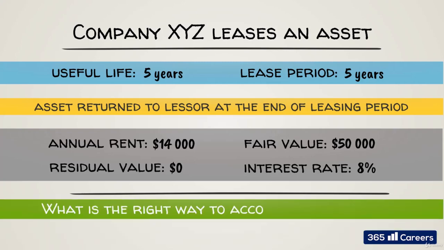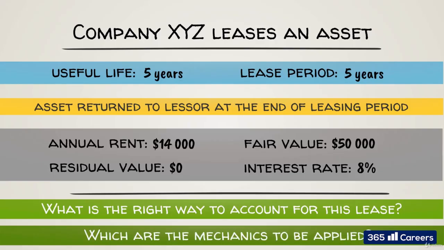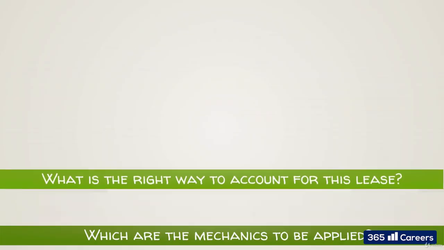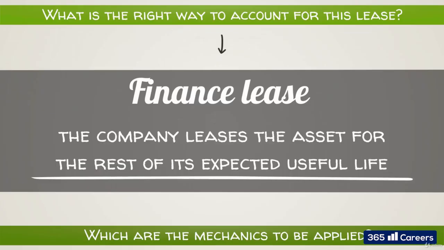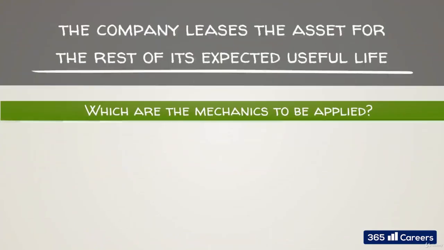The question is, what is the right way to account for this lease? Is this an operating or a finance lease? And which are the exact mechanics to be applied when accounting for the lease at the end of year 1? Okay, first, it is easy to determine this is a finance lease, right? The company leases the asset for the rest of its expected useful life. So we can assume a finance lease, as this is one condition described in IAS 17, the lessee holding the asset for the most of its useful life.